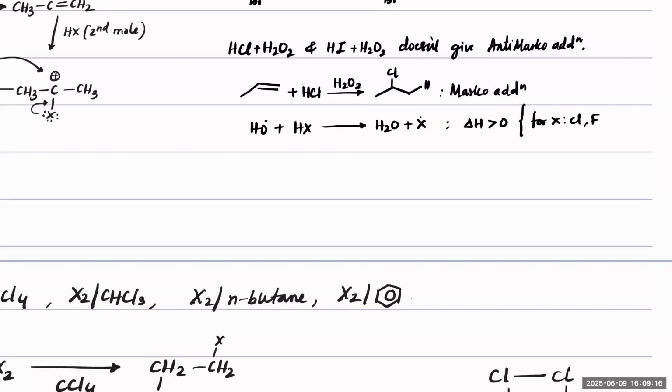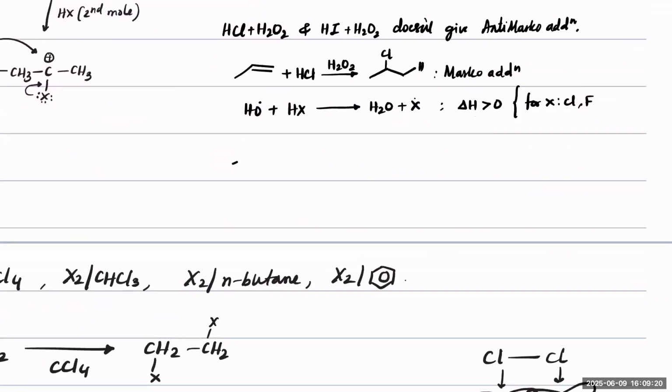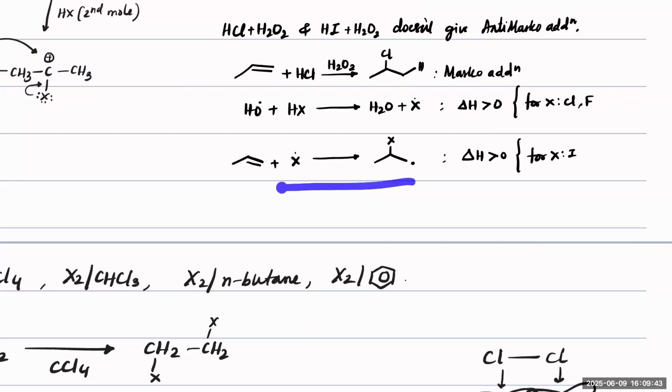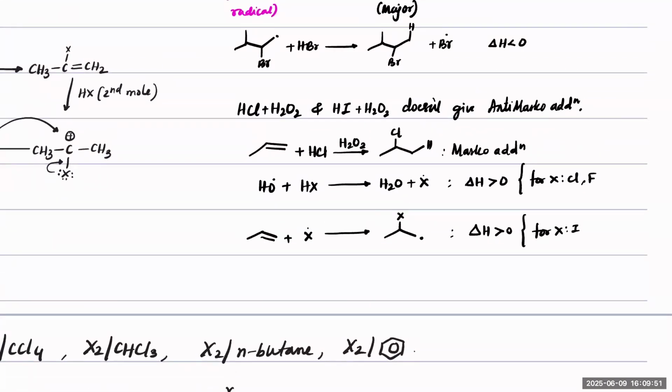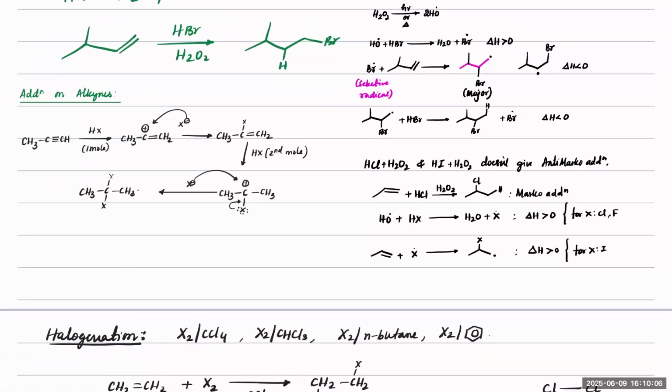But in the second case, where we have this dot forming, I have a double bond plus X dot, which gives an X here and a dot here, like this addition is happening. In this case, delta H is greater than 0 for X being iodine. So in the case of iodine, this second step is not likely to happen. In case of chlorine, this step is negating; in case of iodine, this step is negating. So peroxide has no effect on their way of getting added. It only affects bromine. Only peroxide affects bromine.